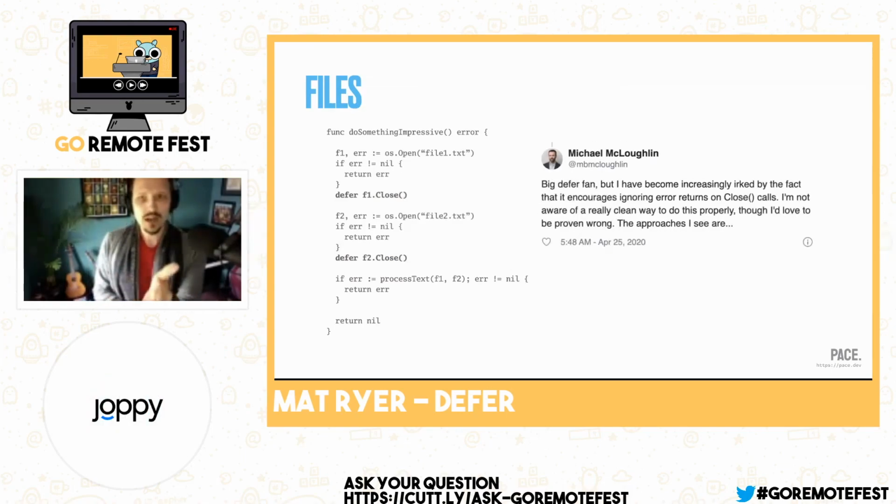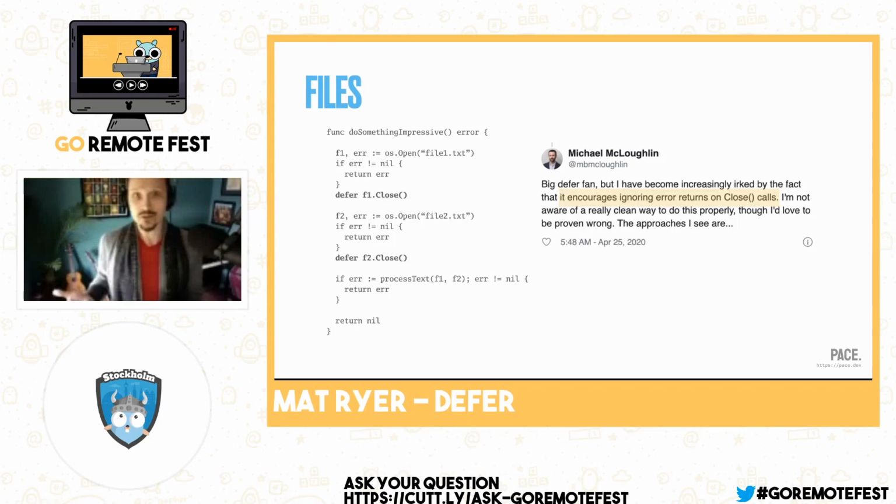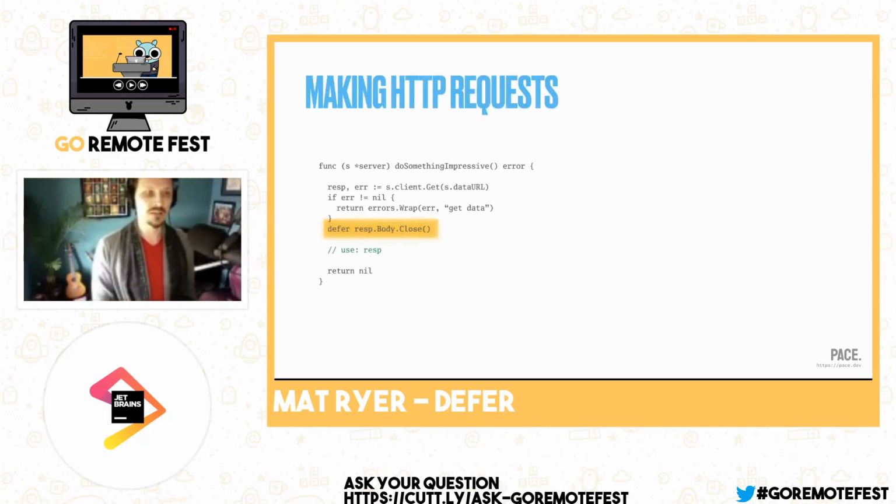Michael McLaughlin from Cloudflare pointed this out, that this actually encourages ignoring the error return on close. And that is a concern, especially if you're writing files, because the close call finishes up the writing, and that could error, and you care about that error. So check out the sync method for a solution in that case. And there's a few more advanced things you can do with defers as well if you really care about those errors.